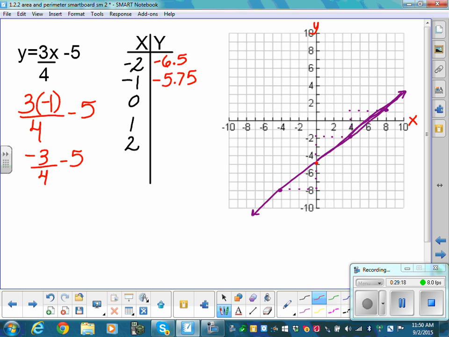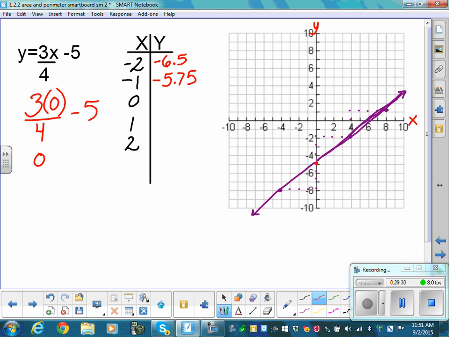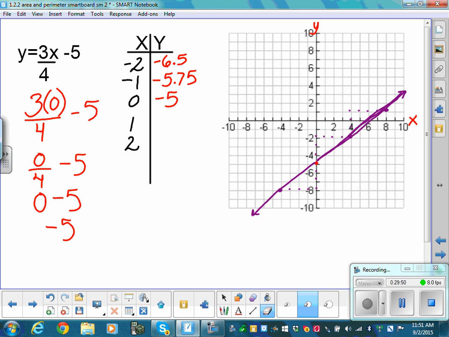Let's plug in 0 now and see what we get. So we have 3 times 0 over 4 minus 5. Well, 3 times 0 is 0. 0 divided by 4 is 0, guys, and then minus 5, so we get -5. So when we plugged in 0, we got -5. Okay, awesome. Now we can keep going and plug in some more values, but I'm just going to stop, because really this is what we are looking for here.